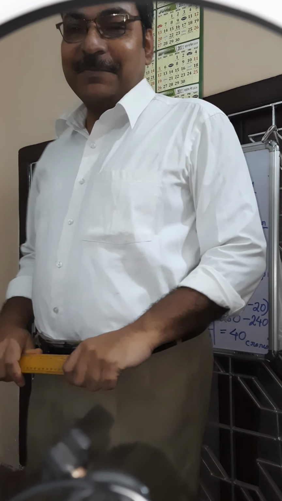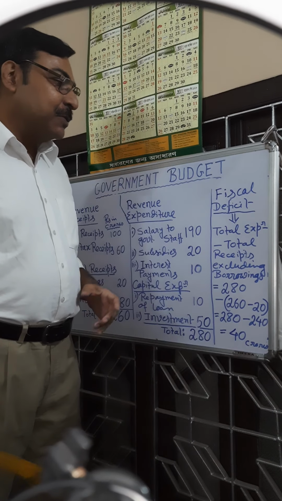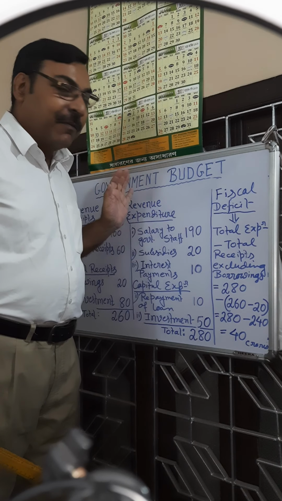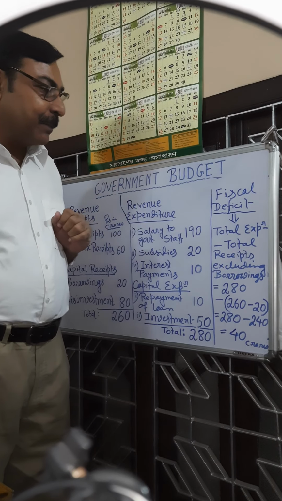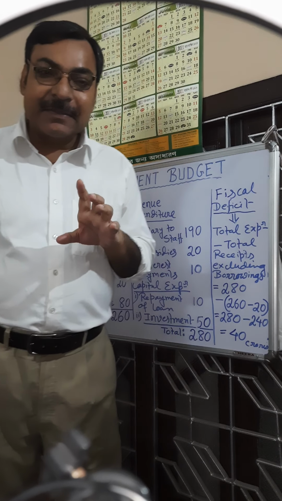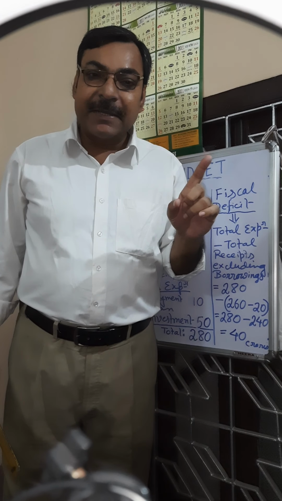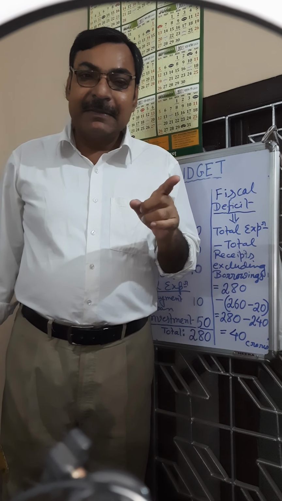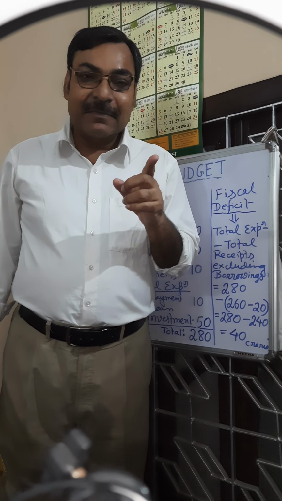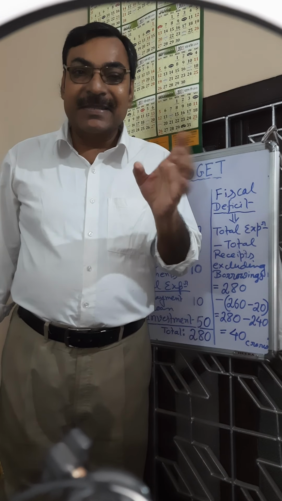Students of class 12, today we will learn about the fiscal deficit of the government budget. In earlier classes we had explained that the government budget is a financial statement regarding total expenditure and total government receipts.